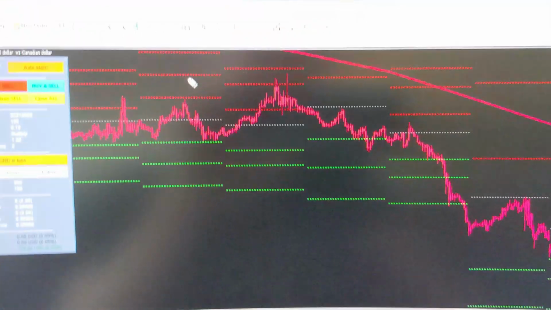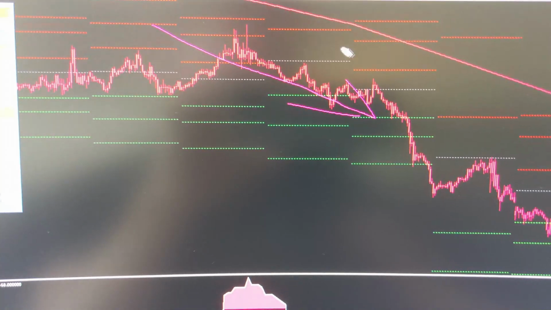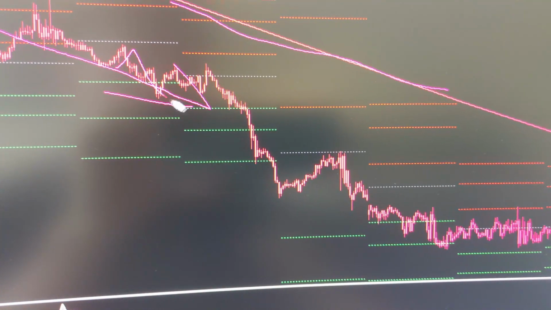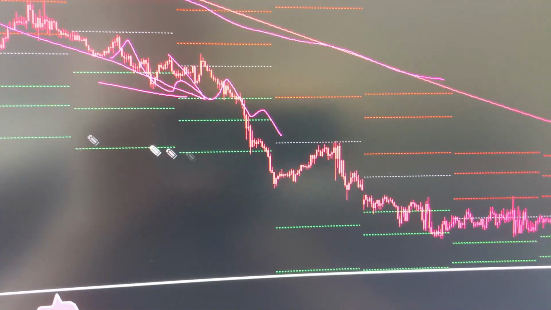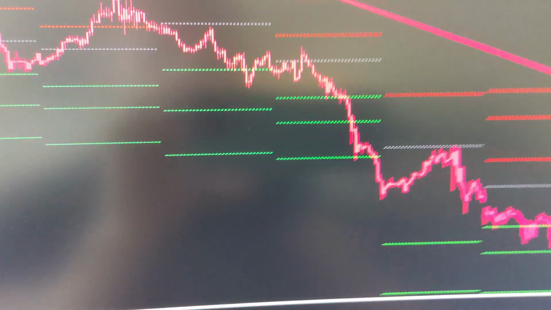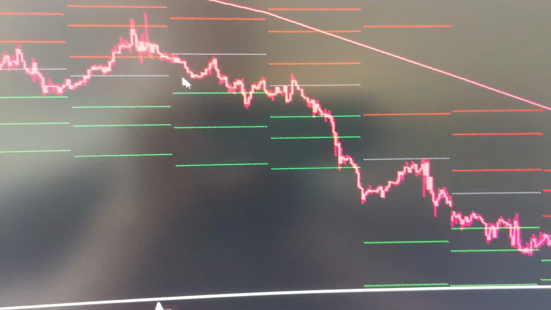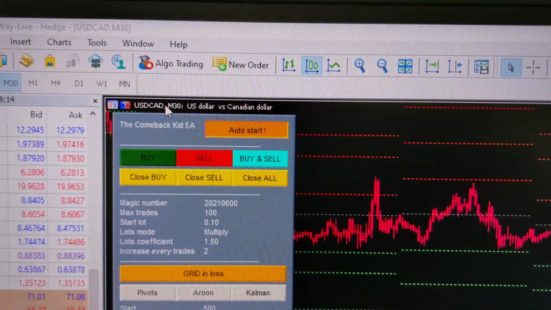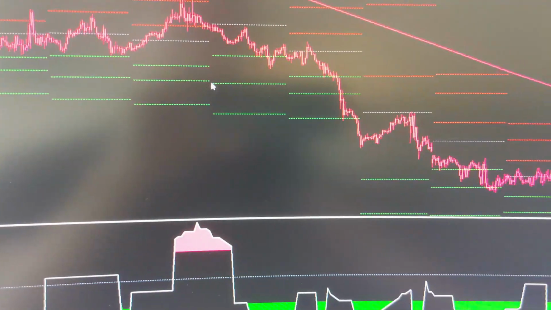Here we have a downtrend using the Kaleman indicator. The Kaleman is this line indicator that you see right here. And you can see the chart is also falling in suit with the color, although the candlesticks are also red. All right, so we're using the daily trend on the US dollar, Canadian dollar, M30, and you can see that we're moving down.